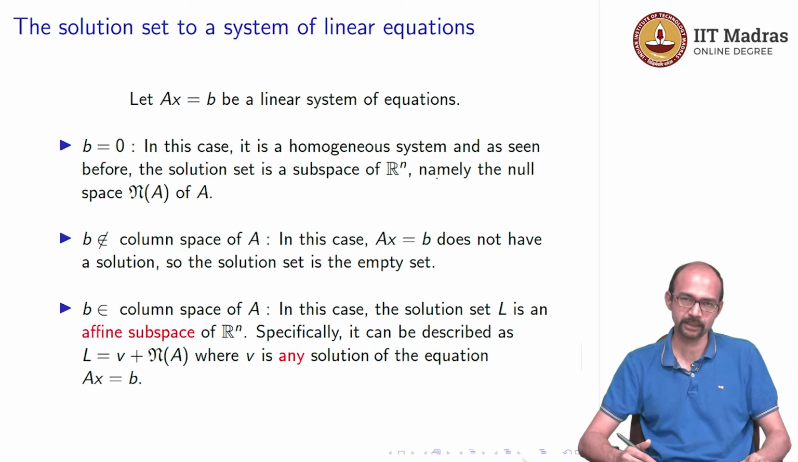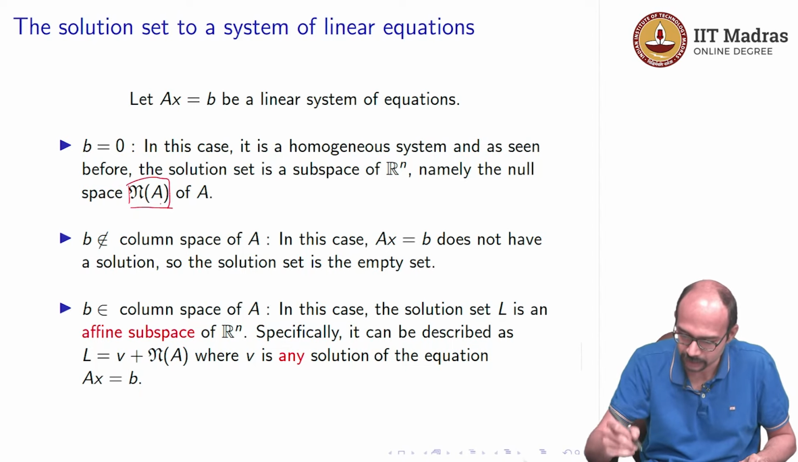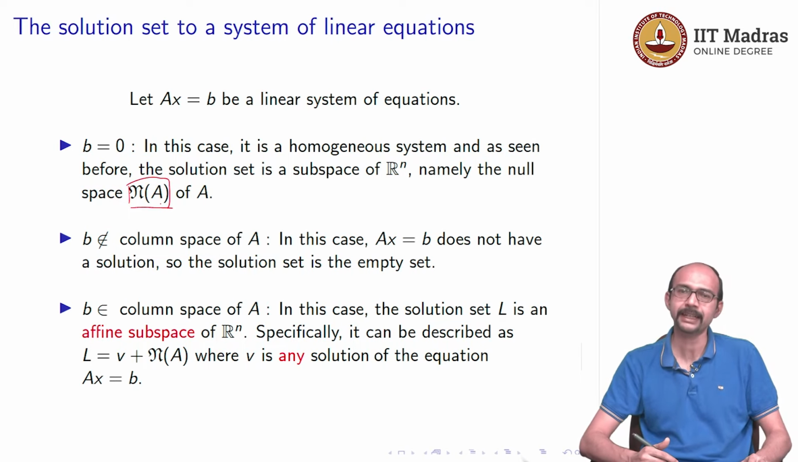Then it need not be a vector subspace. In fact, it will not be a vector subspace, but it will be an affine subspace. In this case, the solution set L is an affine subspace of R n, and how do we describe it? It can be described as L is v plus N of A. N of A is exactly the null space. So you have to translate the null space by a particular solution. You can take any particular solution, and using that you translate the null space, and the affine subspace that you obtain is exactly the set of solutions.